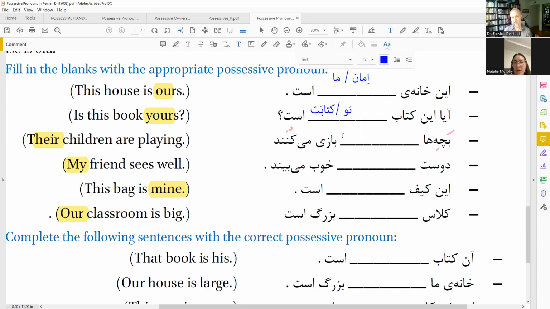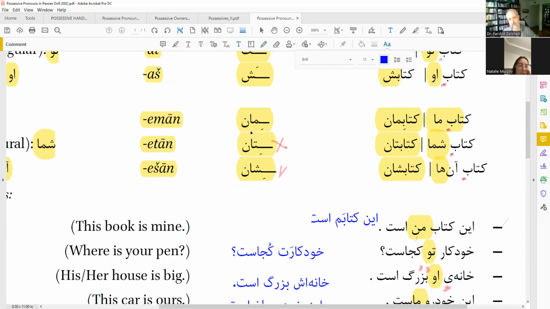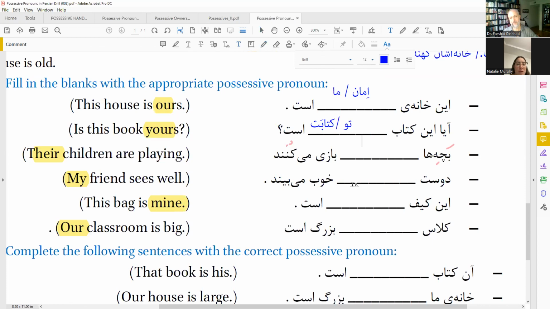Okay, so you want to say their children, right? One of these three, right? Aman, Etan, Eshan. So this first word would be children. That's Bacheha. بچه‌ها. So بچه‌ها ایشان. Exactly. Bacheha Eshan. So it would become like that.